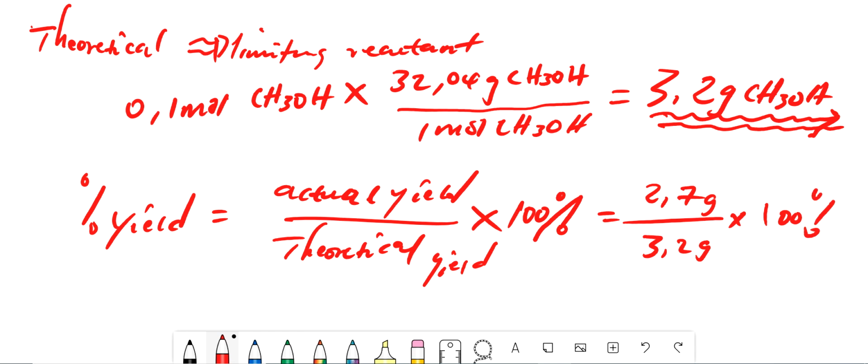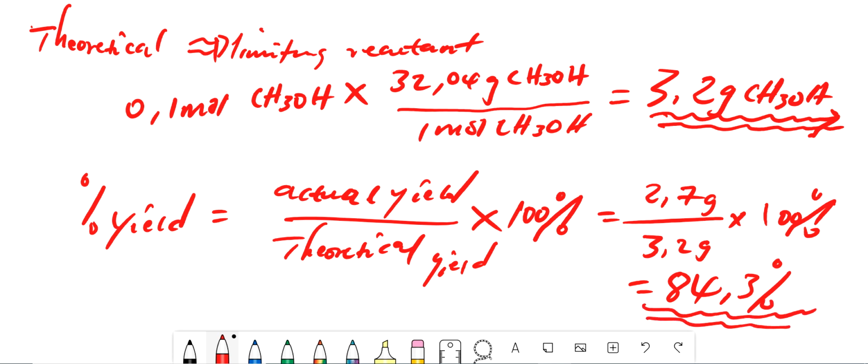And you will get your answer to be 84.3%. So that will be your yield. It's not bad at all, 84%. A lot of you don't get this in the lab.